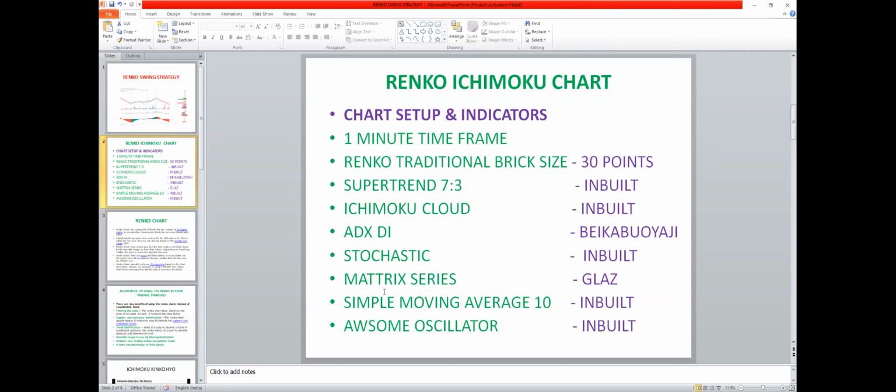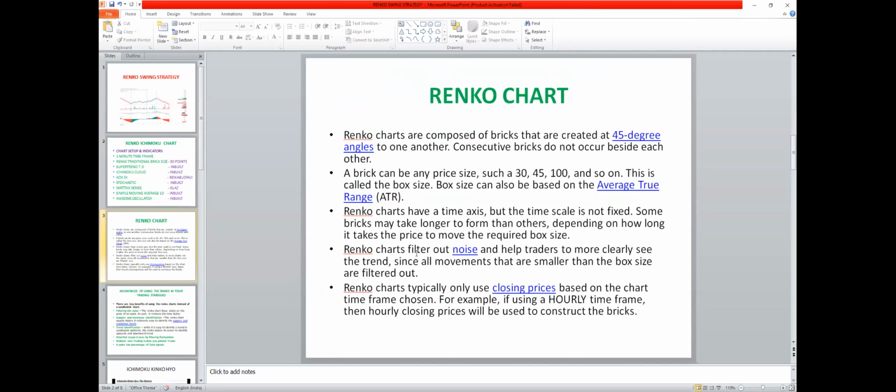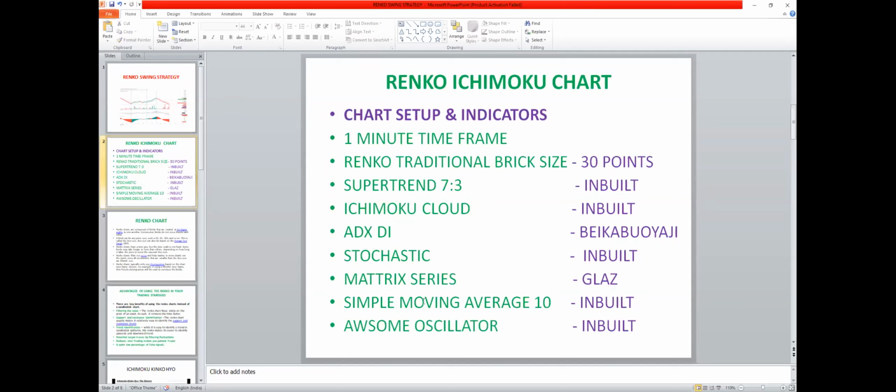That one is also inbuilt. And then the next one is Matrix Series by Class, and it is for my preference. I requested it, and I have added this simple moving average 10, that is also inbuilt. And one more indicator is there, that is Awesome Oscillator.